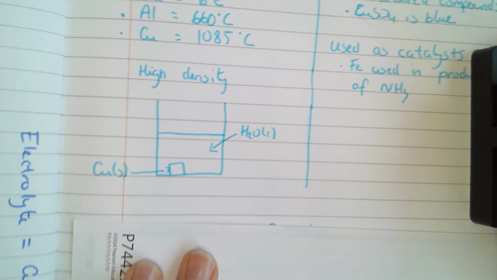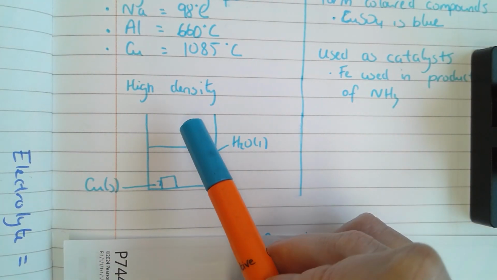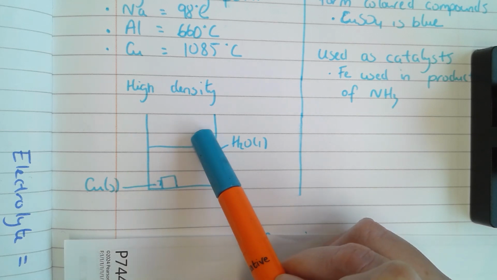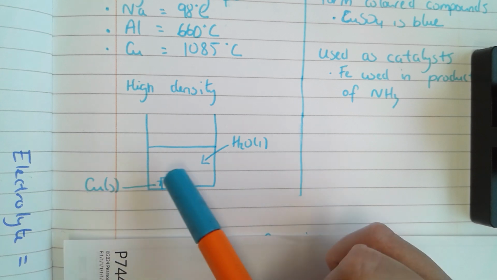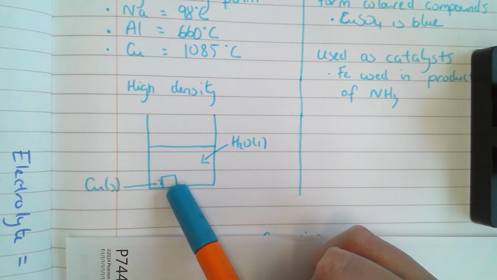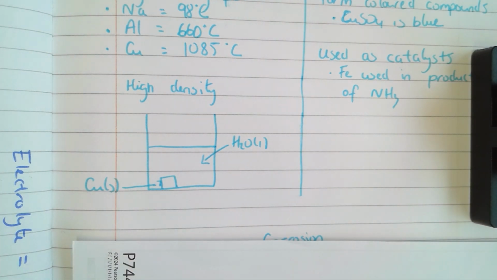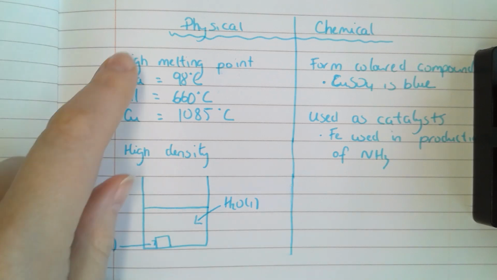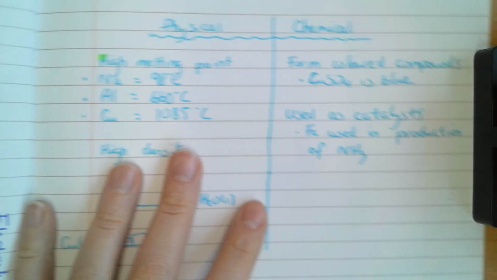Other thing you need to learn is that they've got high densities. So again, group 1 metals had low densities. They floated on the surface of water, but you drop copper into water and it's going to sink right to the bottom, and that's true for your other transition metals as well. Other properties will be that they conduct electricity and they're malleable, so they've got those typical metal properties, but the ones you really need to know are high melting point and high density.